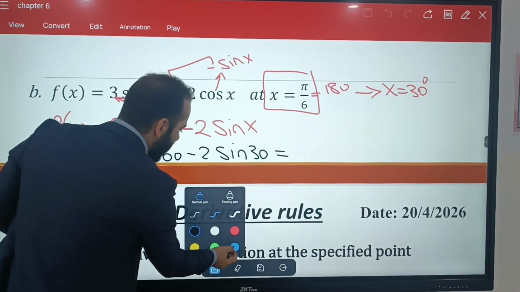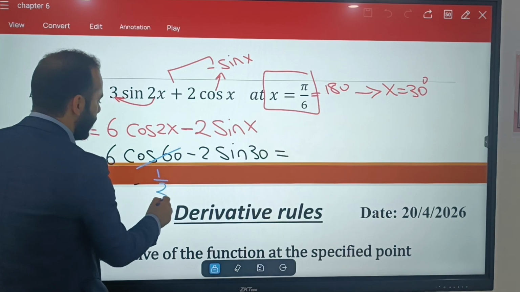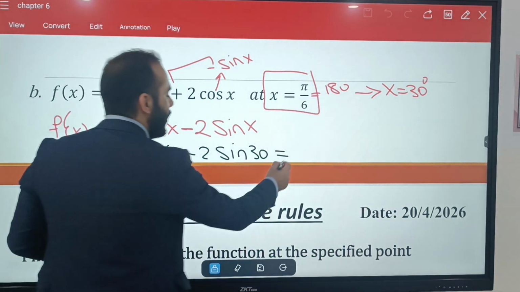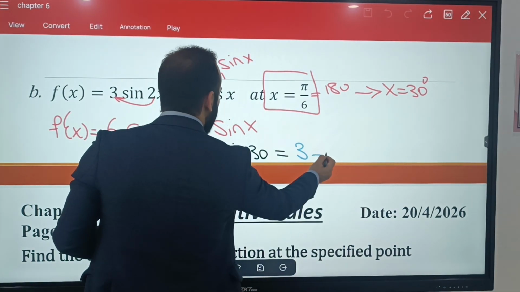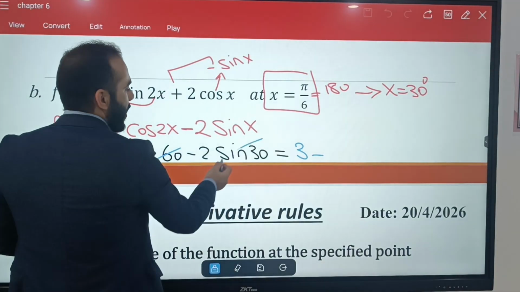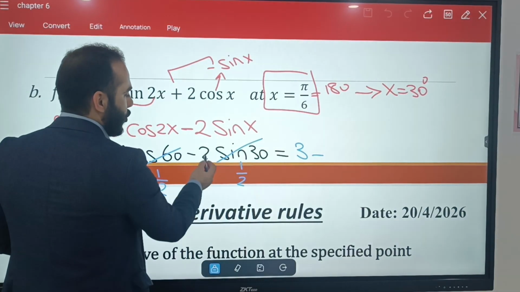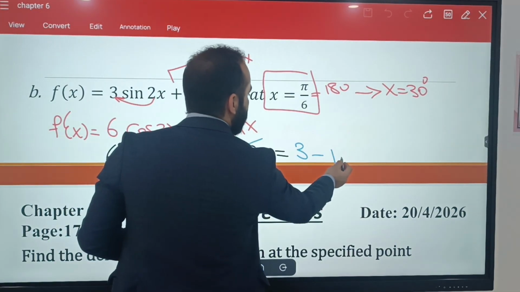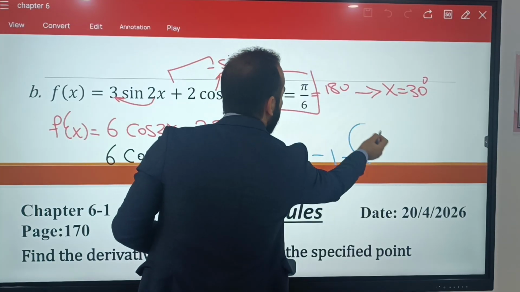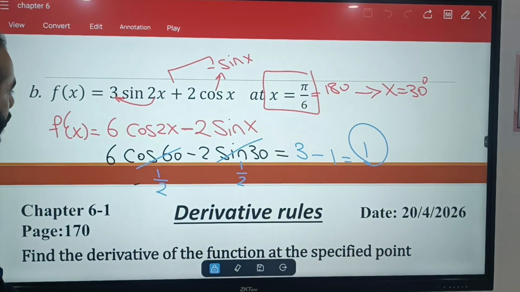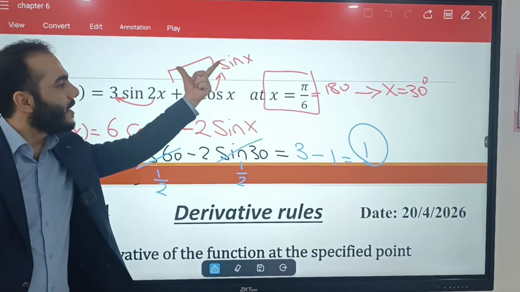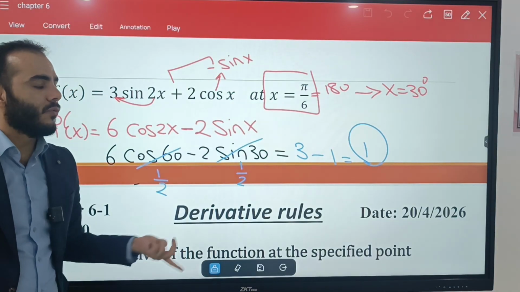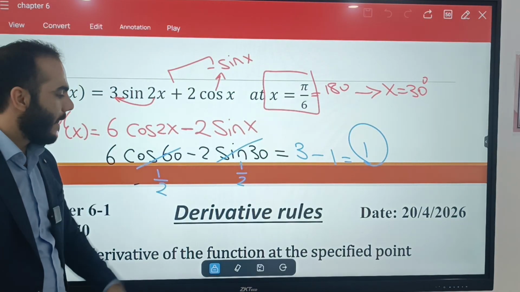Cosine 60 equals 1 over 2. 6 times 1 over 2 equals 3. Minus sine 30, which also is 1 over 2. So 2 times 1 over 2 is 1. 3 minus 1 equals 1. So the derivative of this function at x equals pi over 6 equals 1. Khalas.